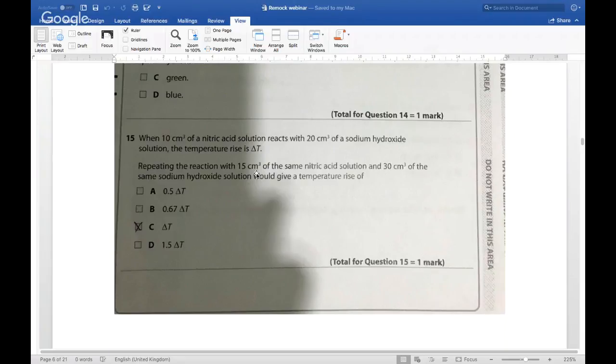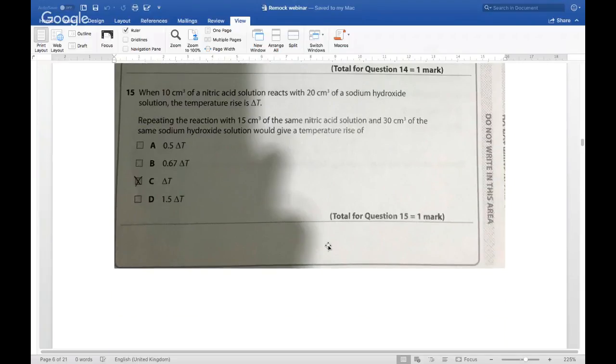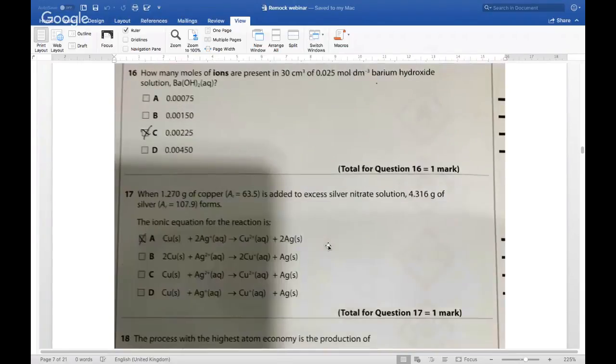If we increase the nitric by 50% and you increase the solution of sodium hydroxide by 50%, look what happens to the total volume. The total volume of the first reaction was 30. The total volume of the second reaction is 45. It's gone up by 50%, which means you have to heat 50% more fluid. And you've also got 50% more reactants, which means the delta T is exactly the same. It's really clever. Can I just point out, most people got it right. Really, really impressed.